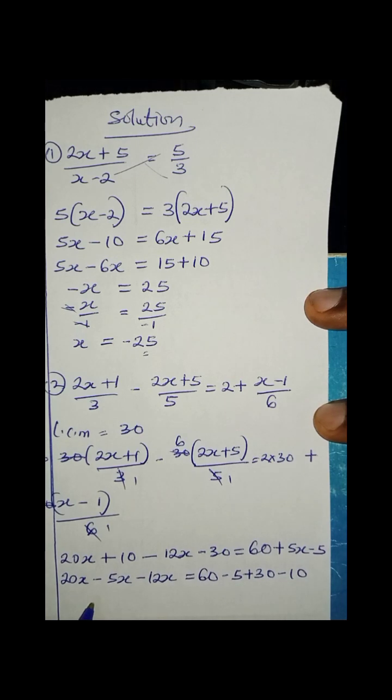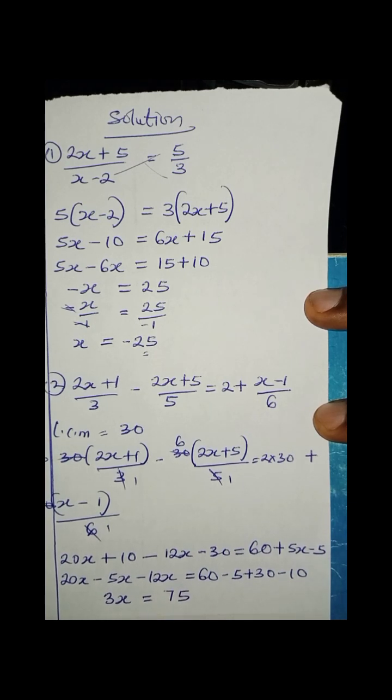20x minus 5x is 15x. 15x minus 12x, that will give us 3x, and that's equal to 60 minus 5 is 55. 55 plus 30 is 85. 85 minus 10 is 75.